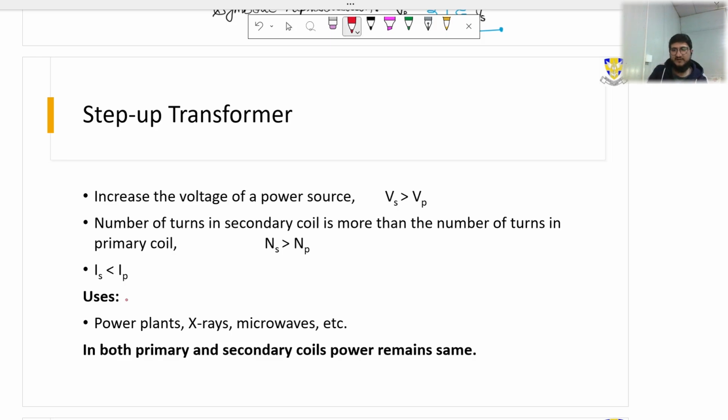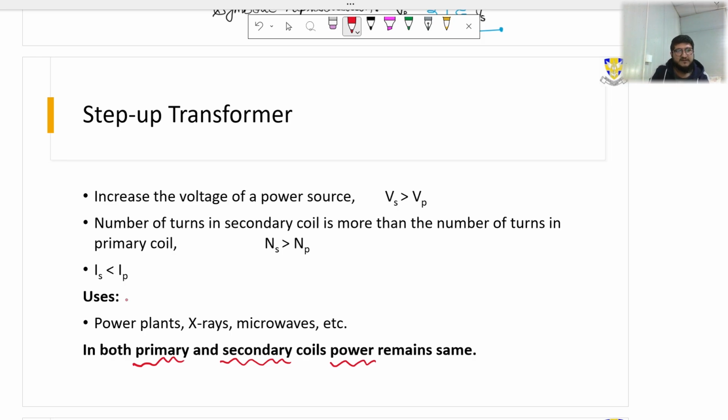Again, you have to keep this in mind that the power across the primary coil and the secondary coil will always remain the same or constant. Okay, the power does not change, the power will always remain the same. Okay, now beta, why do we use the step up transformer? Like when you talk about the transformers in power plants, why do we use them?